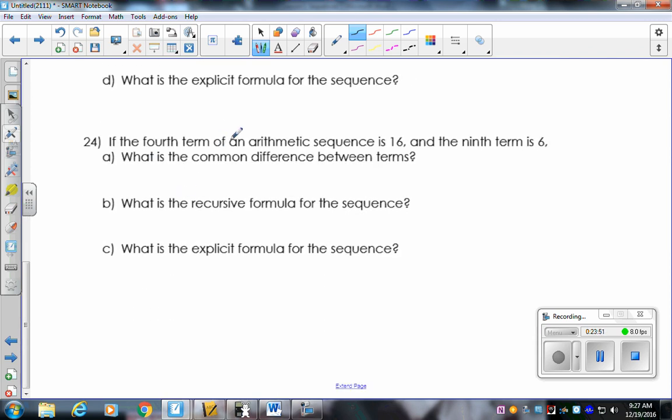All right, so it's telling us, I'm giving you the 4th term and I'm giving you the 9th term. Find the common difference. So, okay, well, what happens if you don't know the 1st term? That's okay. Here's what we're going to do. So the 4th number, 2, 3, 4th number is 16.